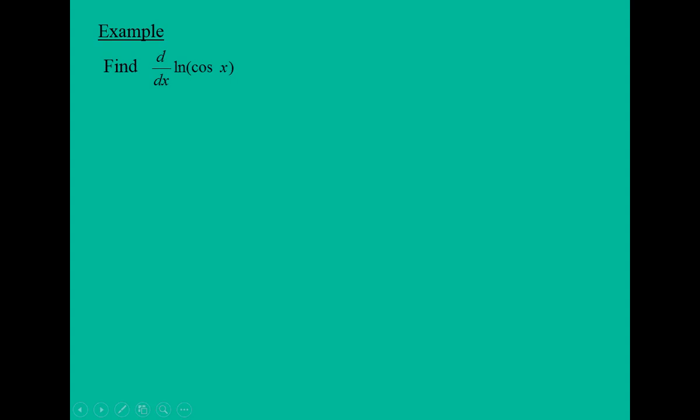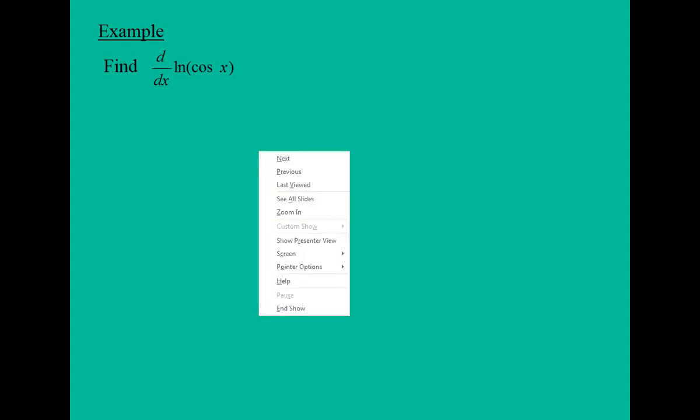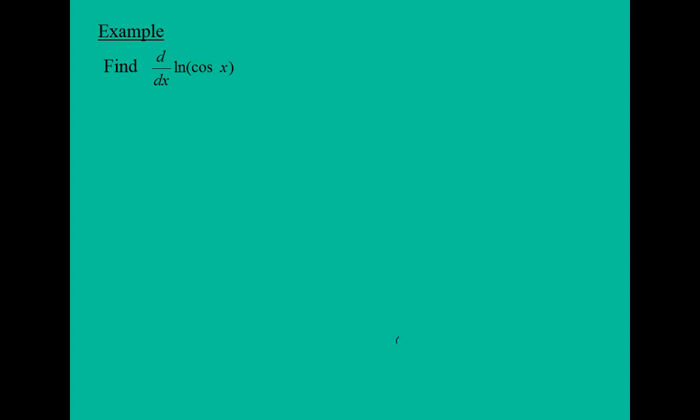Another example. Let's find the derivative of the natural log of the cosine of x. Again, I'm going to show you both techniques. So g of x would be our inside function, which would be the cosine of x. f of x is going to be ln of x.